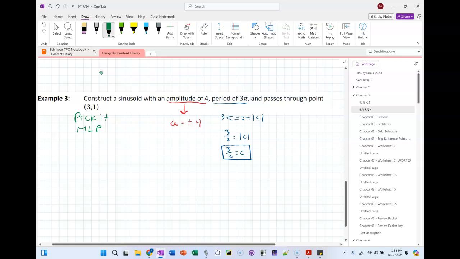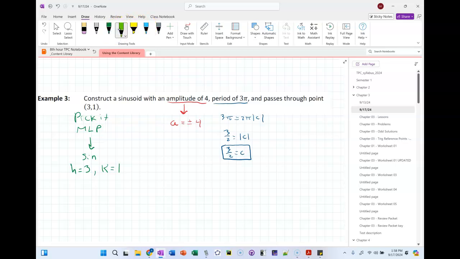If that's a midline point, should I be using sine or cosine? Sine. Mins and maxes are cosine. Midline points are sine. And that tells me also that the h is just the x coordinate and the k is the y coordinate. And that's all I need.